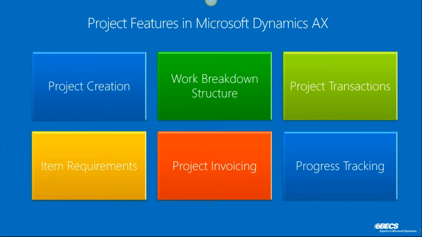We'll also have item requirement, so any items that we transfer over into our item requirement, you can see how we will deal with that. So the project requires an item, you can purchase an item, you can produce an item, you can pull it from inventory, etc. Next we'll have project invoicing.